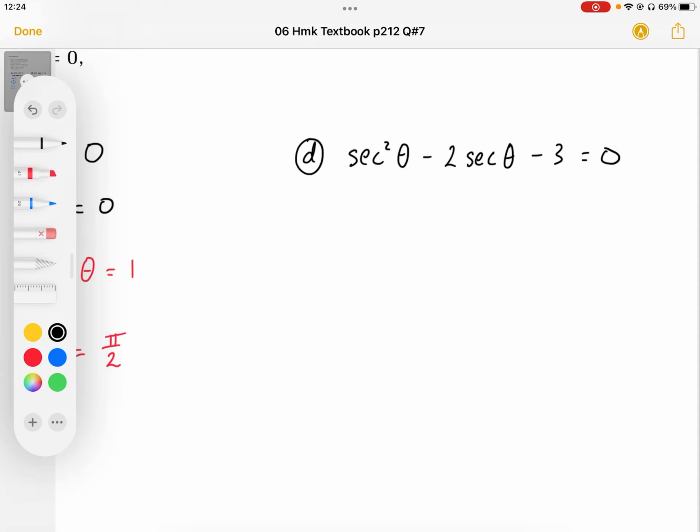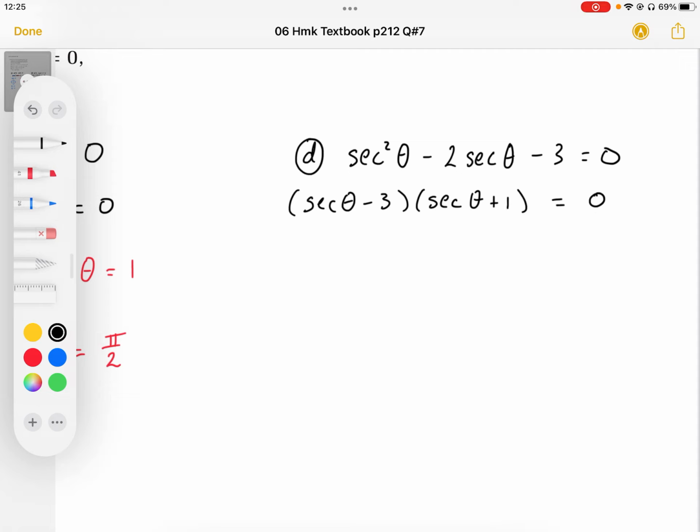So in 7D, we have secant squared theta minus 2 secant theta minus 3 equals 0. It's a quadratic equal to 0, so I need to factor this. I'm looking for two numbers that multiply to negative 3 and add to negative 2. So I'm going to end up with secant theta minus 3 and secant theta plus 1, and that's going to be equal to 0.